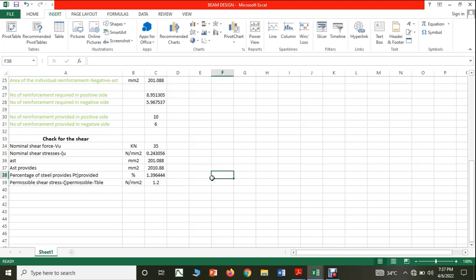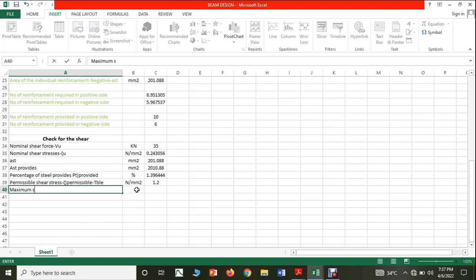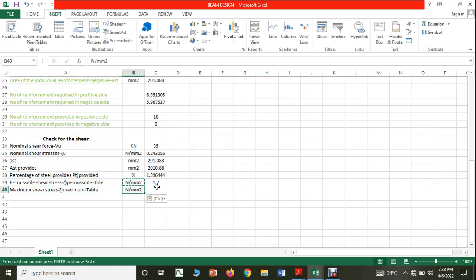Now when I get that value of permissible shear stress, one more I have to write, it is the maximum shear stress. I can write tau maximum. That is also we are going to get from the table only, which will also be Newton per mm square. So let me give it as 1.1.